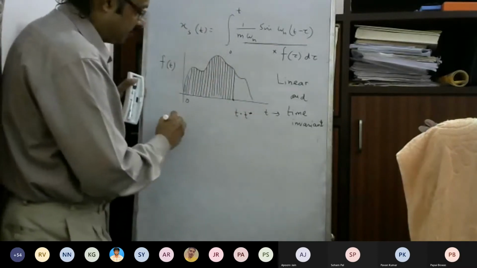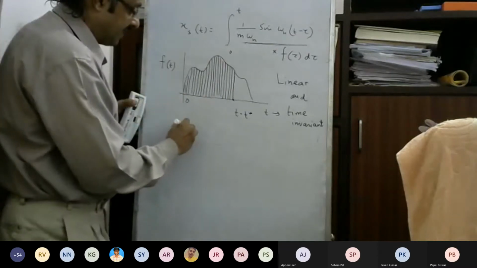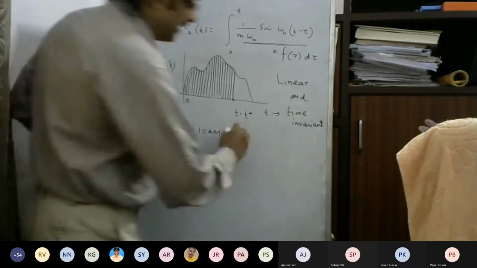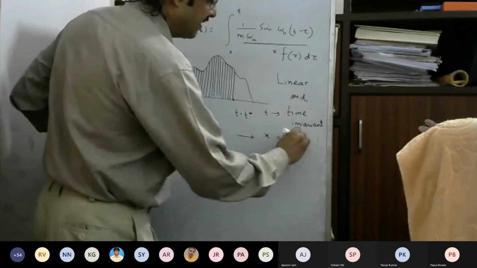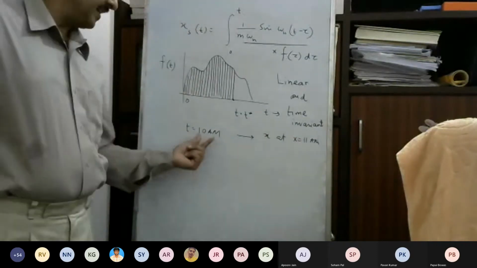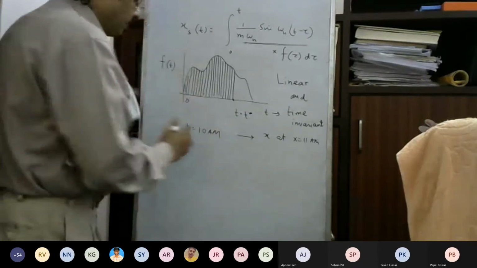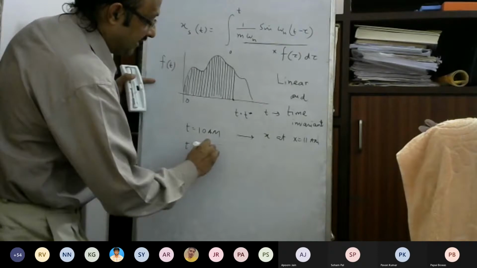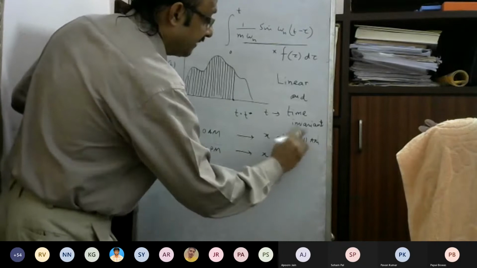So suppose you give an impulse at time t equal to, let us say, 10 a.m., and you measure the response, let us say x, at 11 a.m. So you applied an impulse at 10 a.m. and you measure the response at 11 a.m. If you give the same impulse, let us say at 10 p.m., and measure the response at 11 p.m.